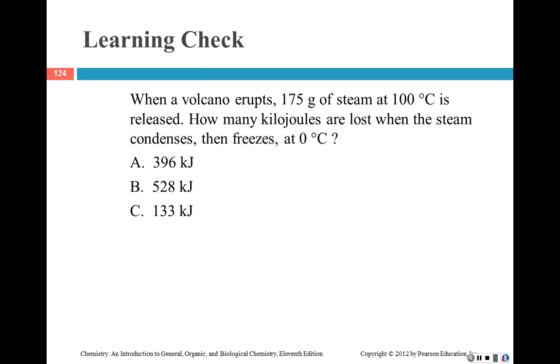When a volcano erupts, 175 grams of steam at 100 degrees is released. How many kilojoules are lost when the steam condenses and then freezes? Okay, so you've got two steps. It's going to first condense and then it's going to freeze. See if you can go back and look at all the information that we've done so far and come back and do this problem.